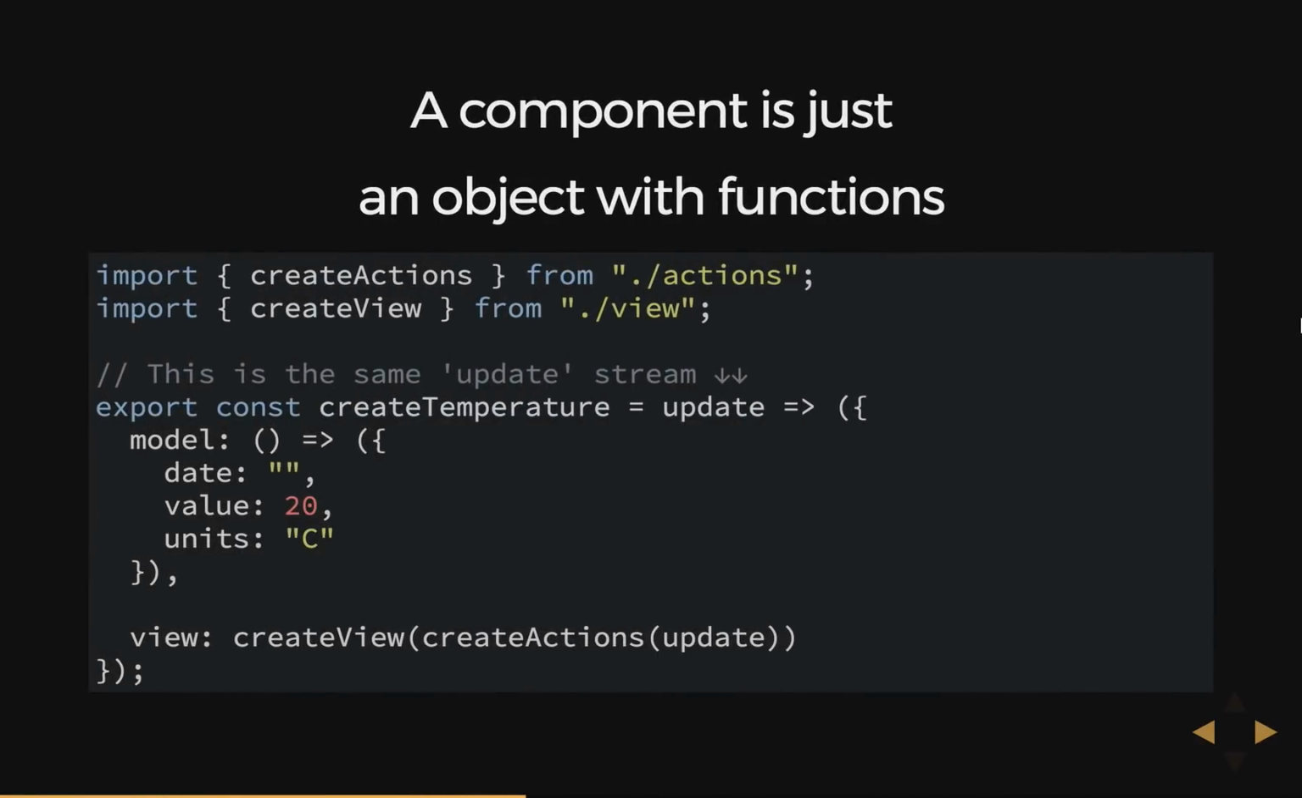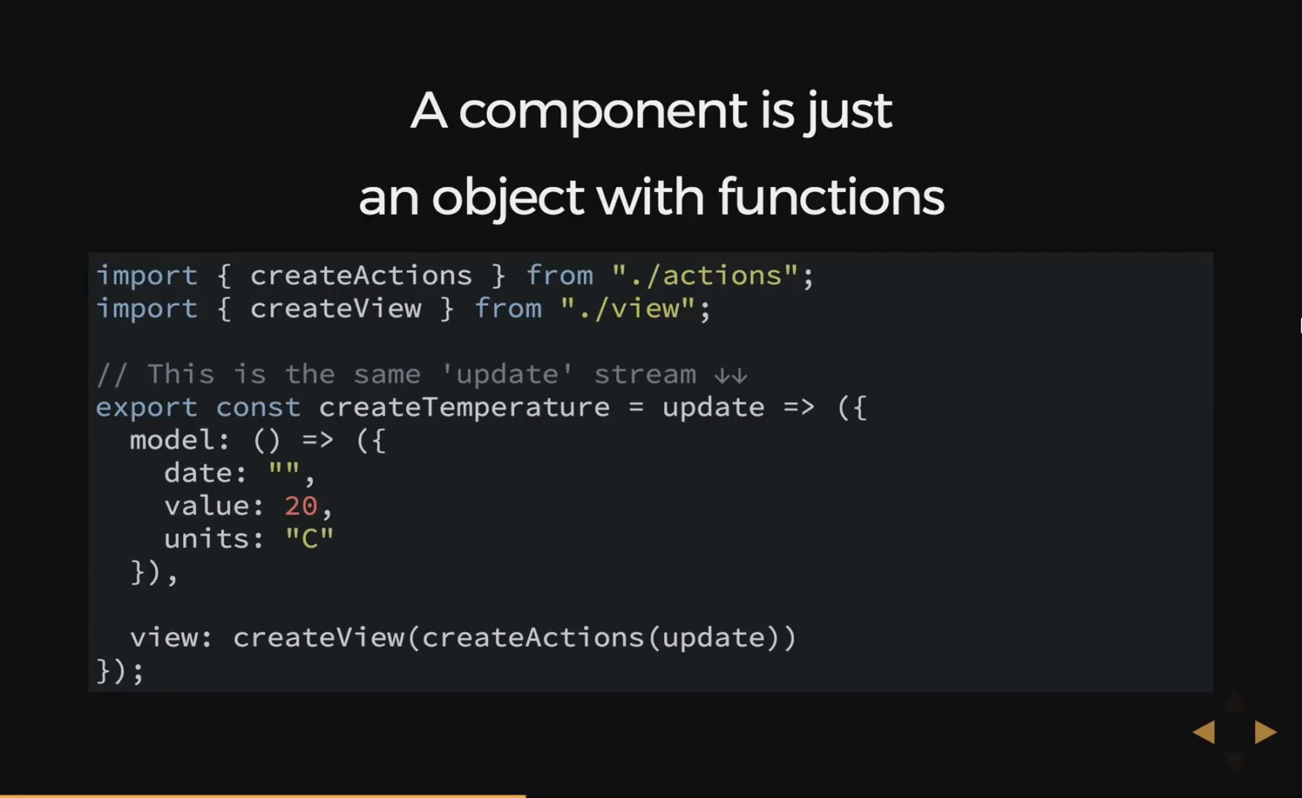Here is an example of a component. This is a temperature component, which will have a date that we can enter, a value that we can increase and decrease, and units which we can change between Celsius and Fahrenheit. So we have a function here to create our temperature component. We're passing in update, which is the same update stream that we had, and we'll be calling this as a function to pass in functions that update our model.